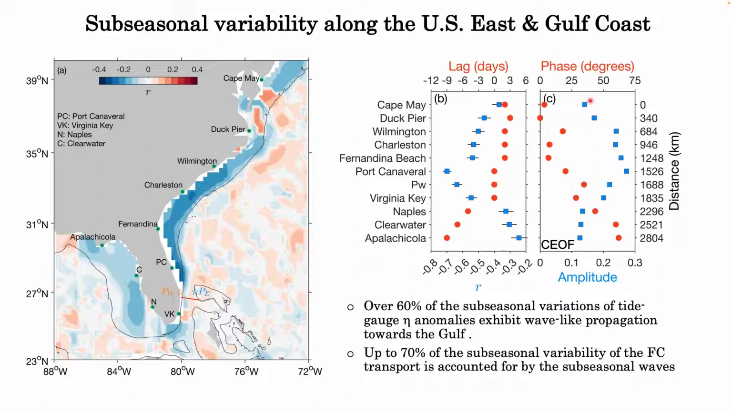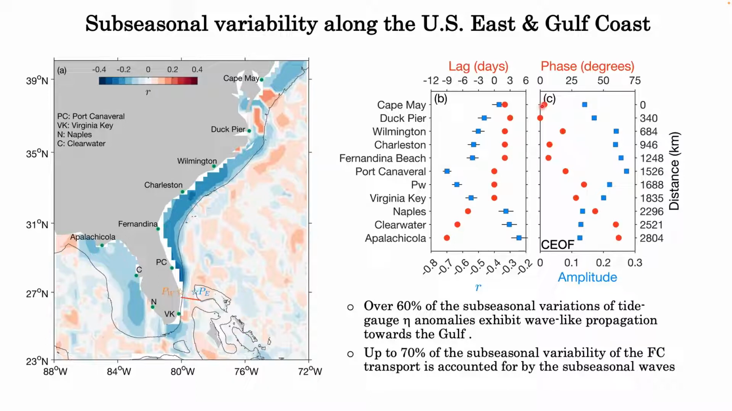So to isolate the wave-like feature from the tide gauge data, we employ an EOF analysis to the data, and then look at the amplitude and the phase of the leading mode of the EOF. The amplitude and phase of the leading EOF mode can be seen in this plot. The amplitude is the blue boxes, and the phase is the red dots.